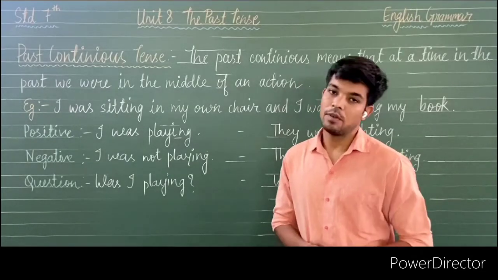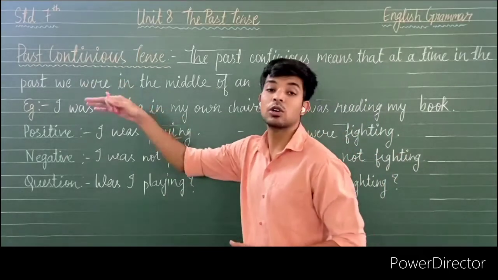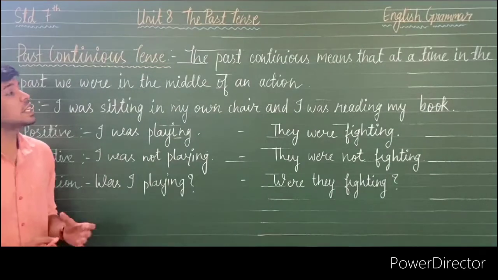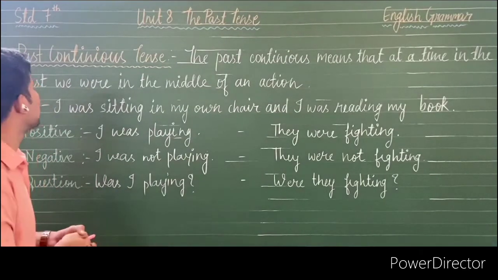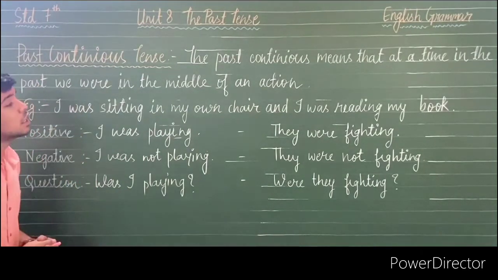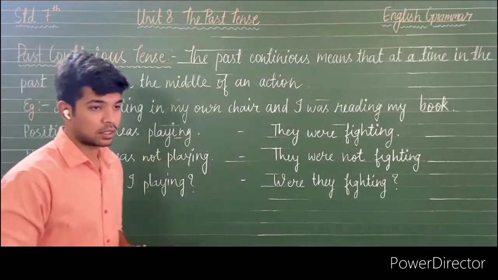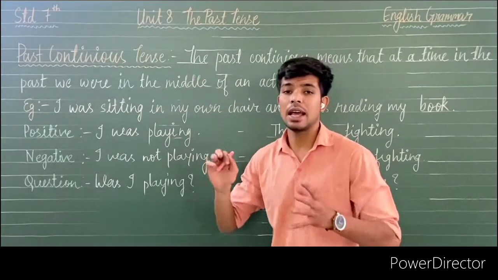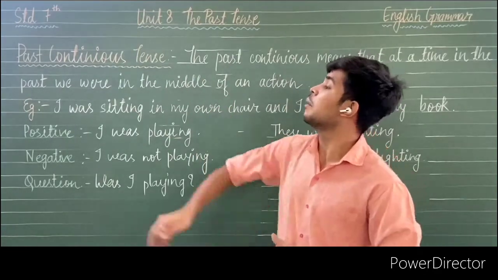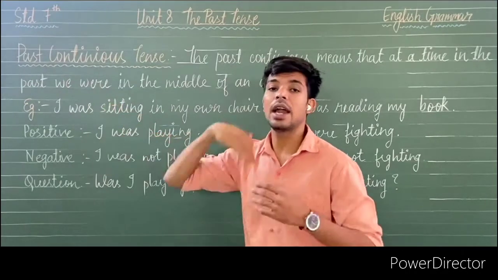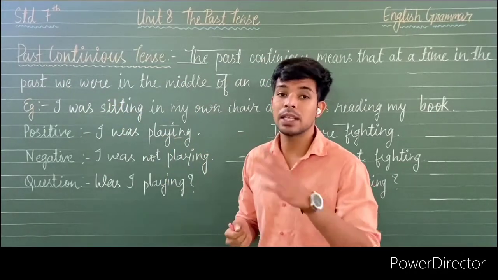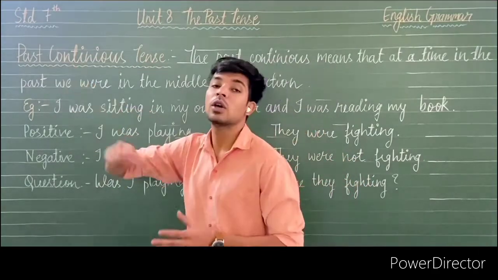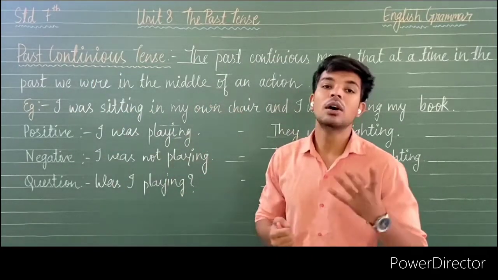Now further we will discuss past continuous tense. The past continuous means that at a time in the past we were in the middle of an action. This is similar to present continuous tense, which we have discussed earlier. We simply have to represent continuous with the ing form of the verb.